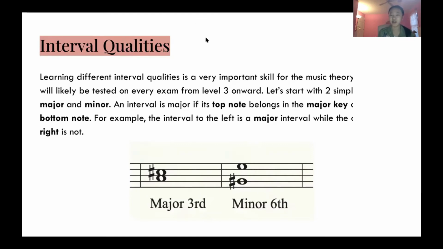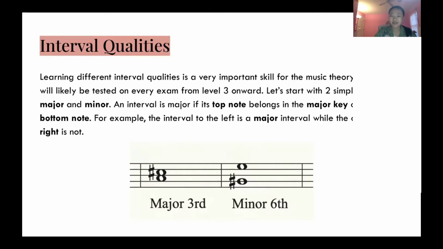So now we're going to go into the different interval qualities. And qualities doesn't mean like, oh, this is a good quality or a bad quality. When I say qualities, I mean like if it's major, if it's minor, and stuff like that. So that's what the word quality means. Okay, so learning these different qualities is very important for the music theory test, as it will likely be tested on every single exam from level 3 onward. It's still on my exam, and I'm level 10, so make sure you know this.